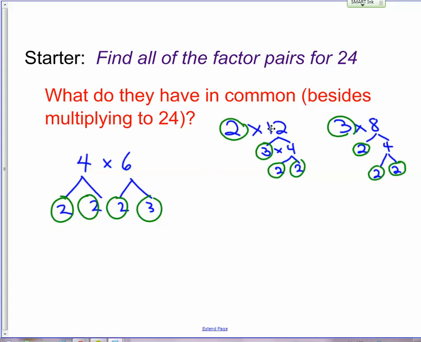If we start with 2 times 12, 2 is a prime number all by itself. We break 12 into 3 times 4. 3 is a prime number. We break 4 into 2 times 2. And notice we have the same numbers. They're in a different order, but we have the same numbers. 2 times 2 times 2 times 3. And some of you that wrote down 3 times 8, 3 is a prime number. We broke 8 into 2 times 4, 2 is prime, and we broke 4 into 2 times 2. Notice once again, even though we began with a different factor pair, we end up with the same set of primes. 2 times 2 times 2 times 3. So that's what we're studying today.